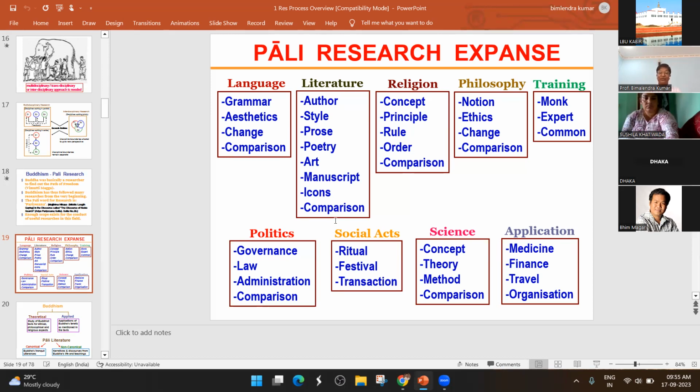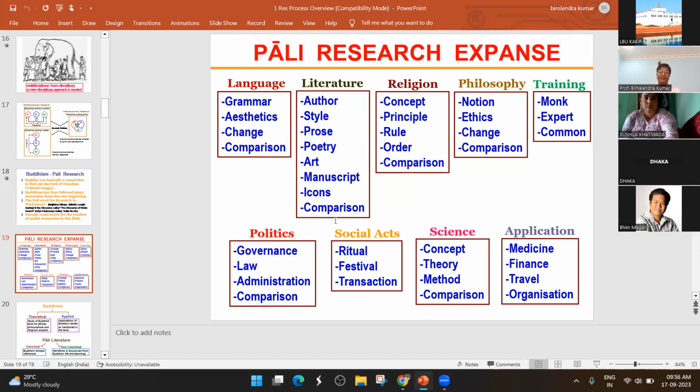And whenever we are talking about the politics, we see that governance, law, administrations, and the comparison. Kutadanta Sutta, Aggañña Sutta, Mahaparinibbana Sutta, we are having, which are talking about the governance, law, and the administrations, human rights, other things they have been explained by the Buddha, and which are available in the Pali Suttas also.